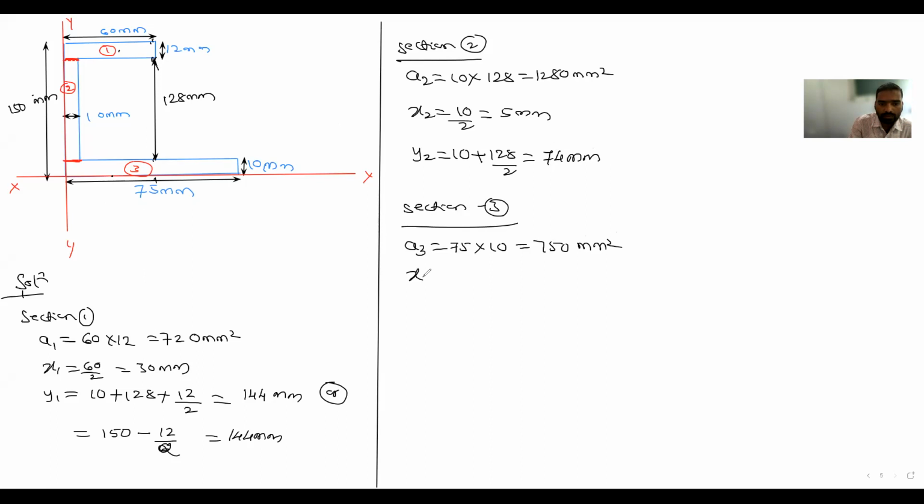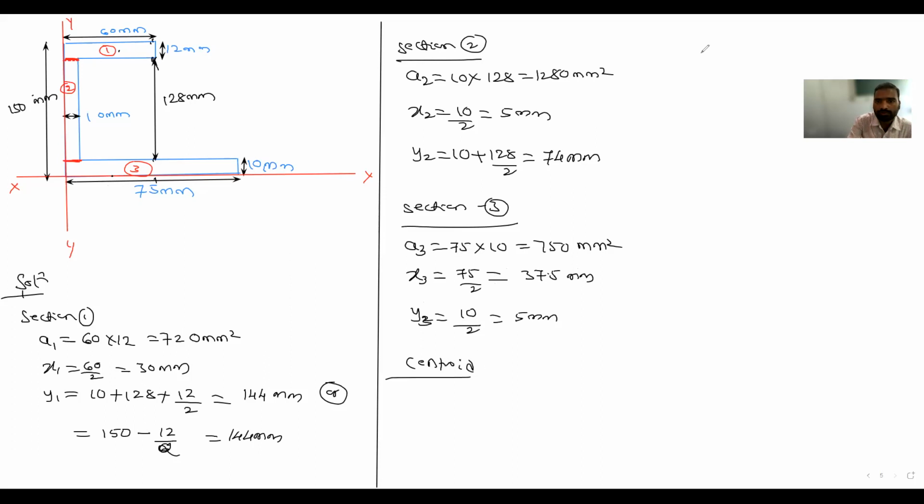Then x3 along the horizontal direction. How much is the total width? 75. 75 divided by 2, so that is equal to 37.5. Next, y3 along the y direction. How much is it? 10 by 2, it is equal to 5 mm. Okay. Next, centroid.